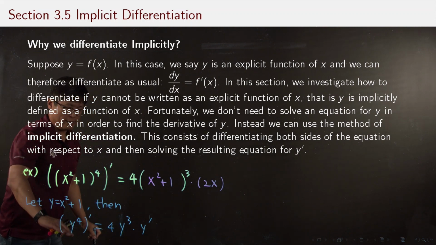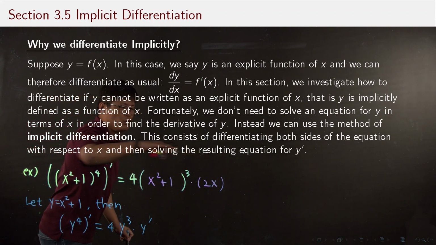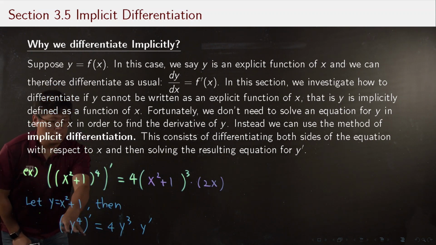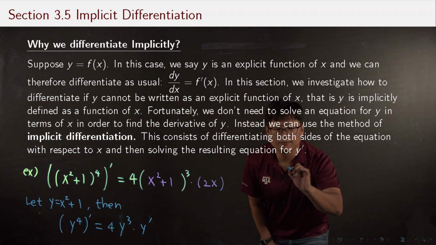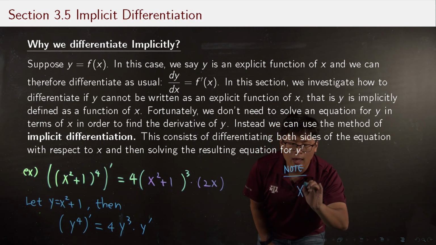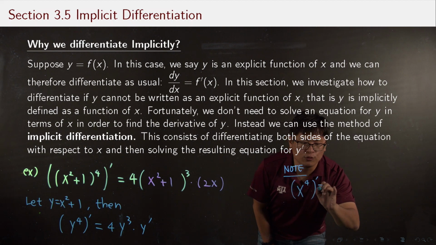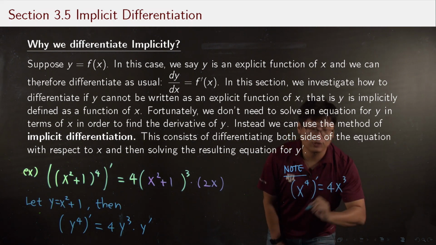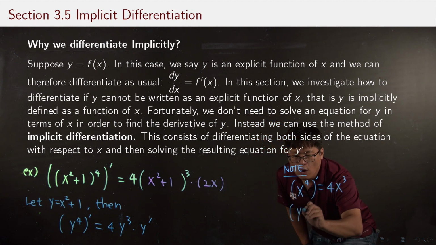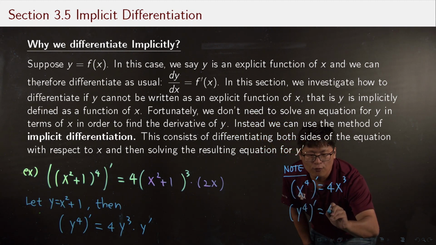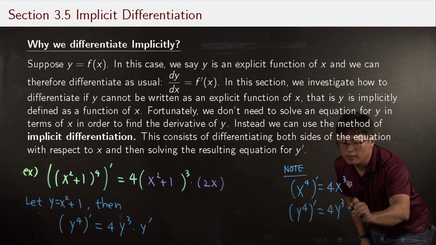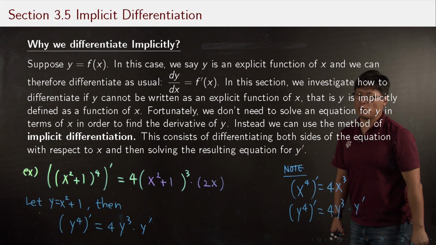Look at that. I just rewrote my chain rule in terms of y. But if you compare with this, we know x to the 4 prime is simply 4x cubed, right? But from this argument, y to the 4 prime is equal to 4y cubed. I really want to stop here, but we are not done yet. We have to multiply by y prime as well.